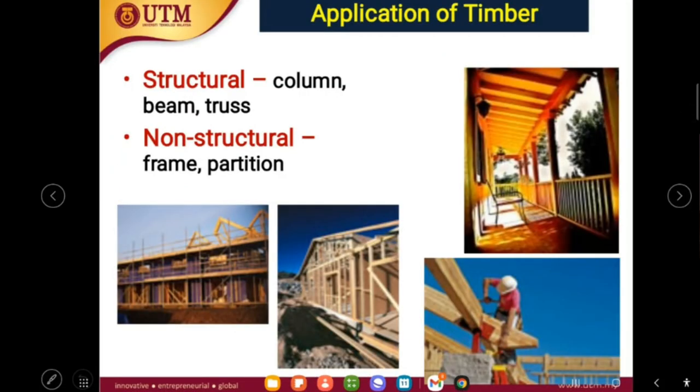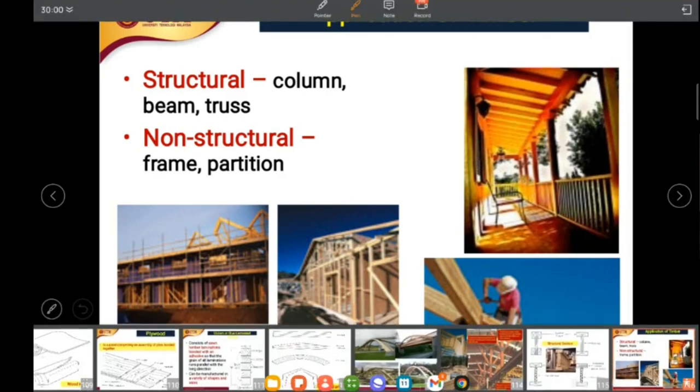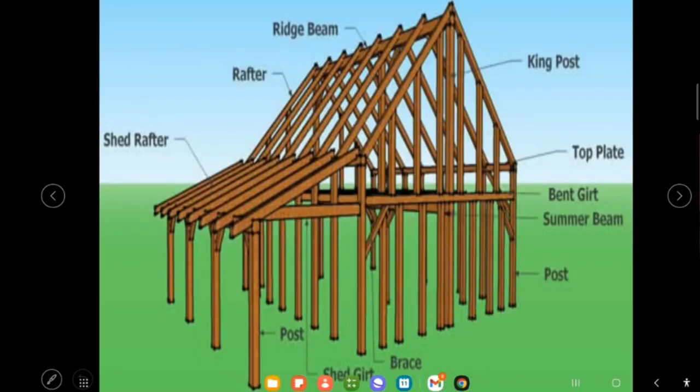Okay, so this is the last part, which is the applications of timber. We know timber can be used as structural members, for example, a column, a beam, a truss. For non-structural uses, it can be used as frames, partitions, and also, for example, as wool. We use it as insulation wool. So this is an example of the use of timber to make the structure, rafters, and so on.